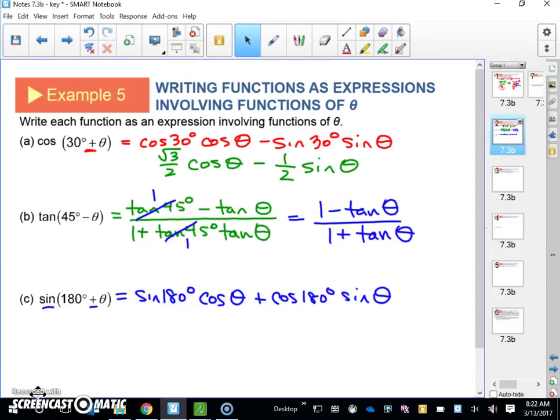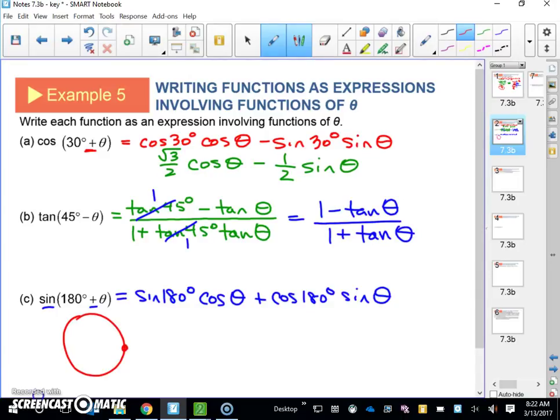I find the students aren't nearly good enough at their quadrantal angles. And anytime you have a 180, anytime you have a quadrantal angle, I'm looking at the circle. I'm not really looking at the chart anymore. I'm looking at the circle. 180 degrees puts me over here at this point, -1, 0. And so everybody in here ought to be able to tell me what sine 180 is. What's sine 180? 0, right? It's the y coordinate. And what's cosine 180? -1. Cosine 180 is -1.